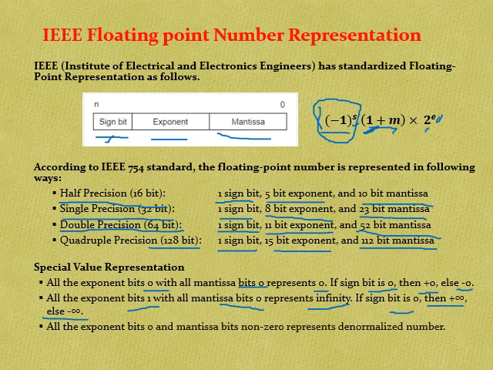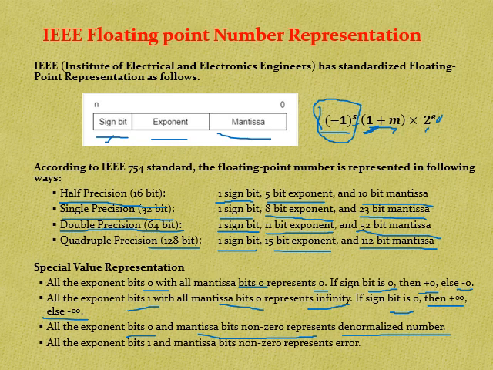Next, if all the exponent bits are 0 and the mantissa bits are non-zero, in this case it represents a denormalized number. And the last representation is if all the exponent bits are 1 and the mantissa bits are non-zero, which represents an error. That means no valid result will come. So these are the IEEE floating point number representations.